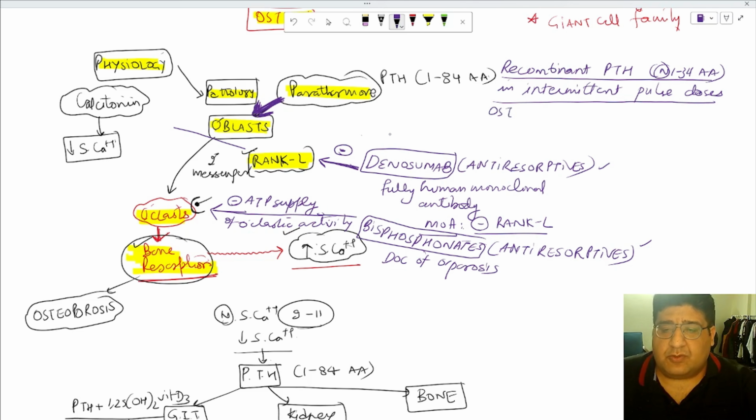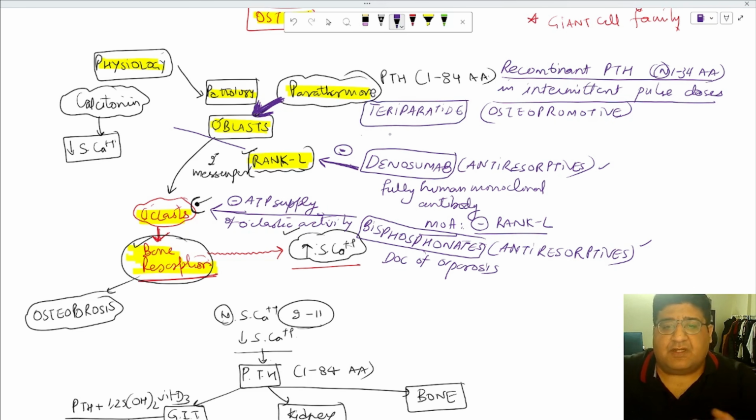So you will call this drug osteopromotive. By the way, what is the name of this drug? A very famous MCQ. This is what is called teriparatide.